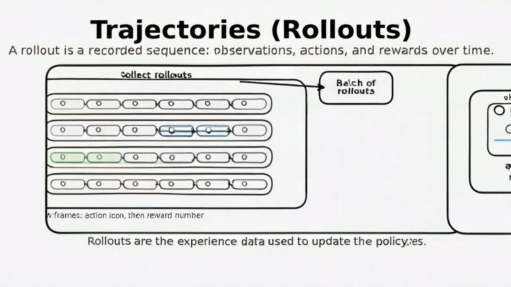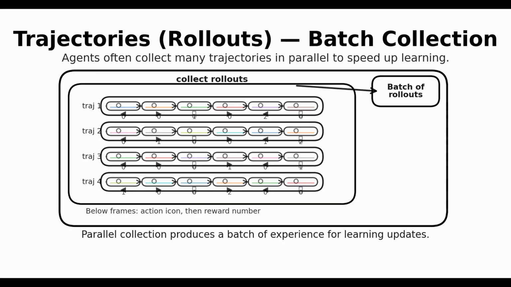Why do we care? Because RL learning algorithms often train from batches of trajectories. They look at what the agent tried, what rewards followed, and update the policy to make good behaviors more likely. So when someone says "collect rollouts," they mean run the agent, record what happens.